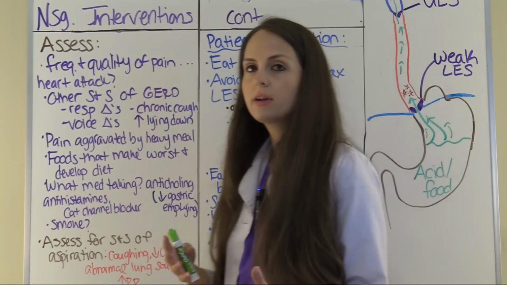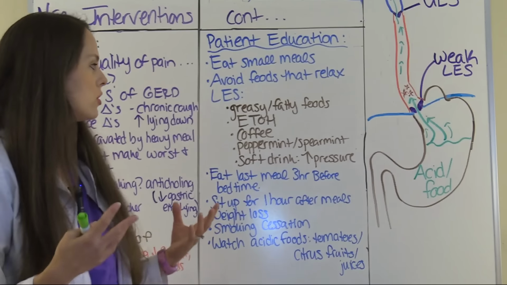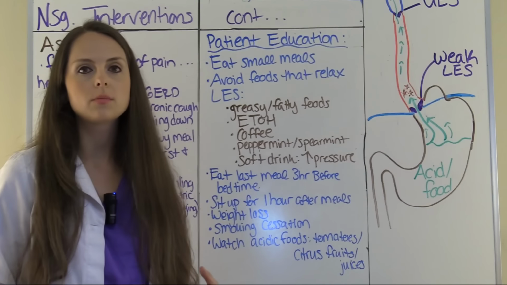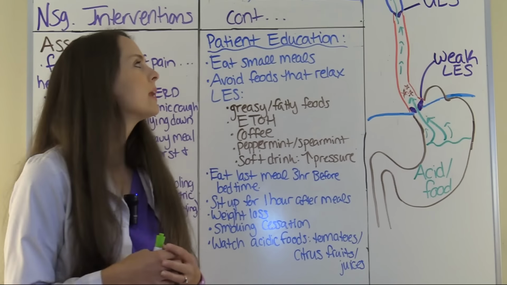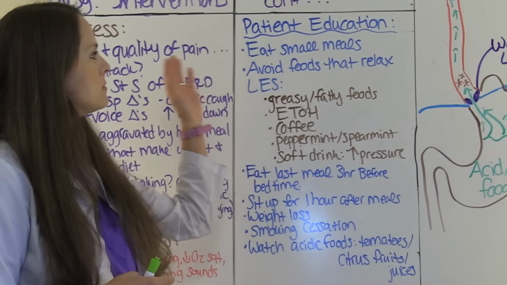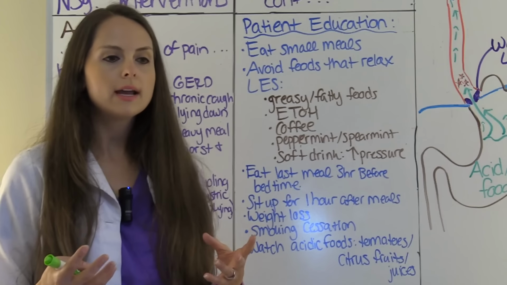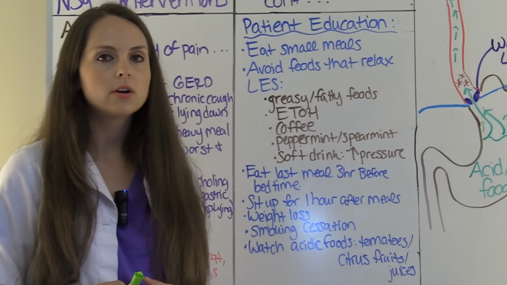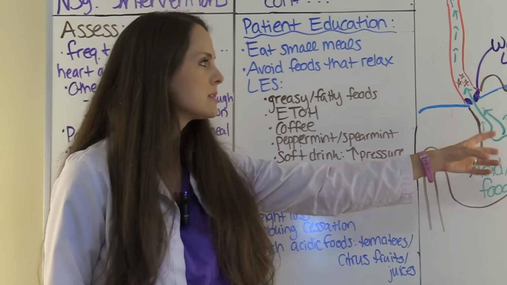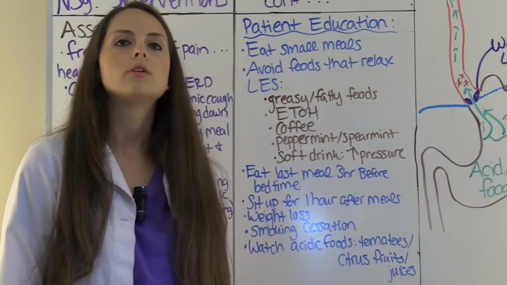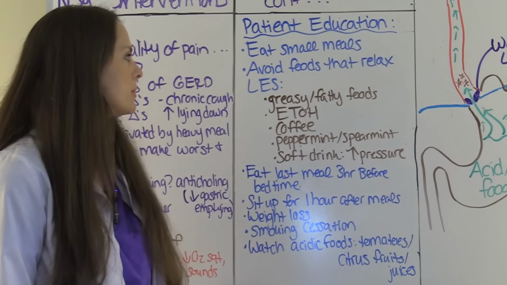So what you want to educate them about mainly is a lot of food stuff, because this is what's causing our problems, our food. So you want to educate them to eat small meals. Avoid really just filling up on these really large meals, because it's putting a lot of pressure in the stomach, and then in the end is going to put a lot of pressure on that lower esophageal sphincter.